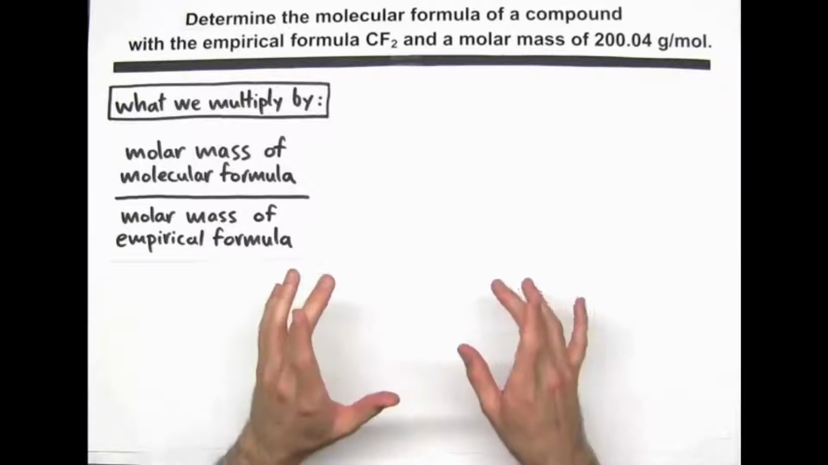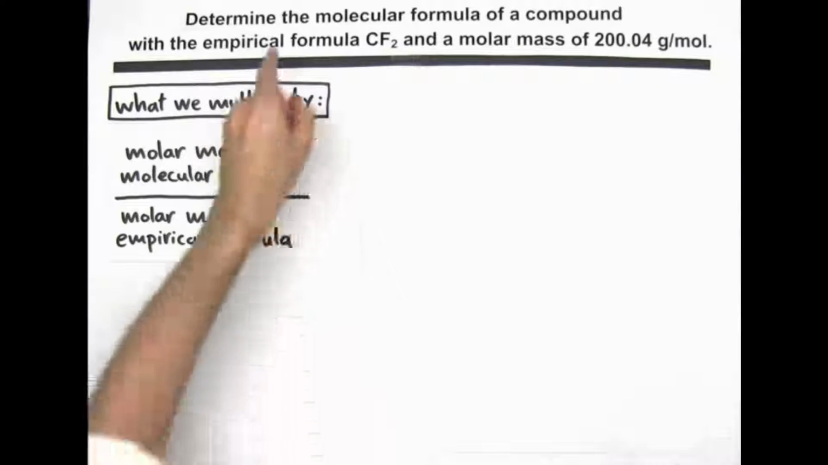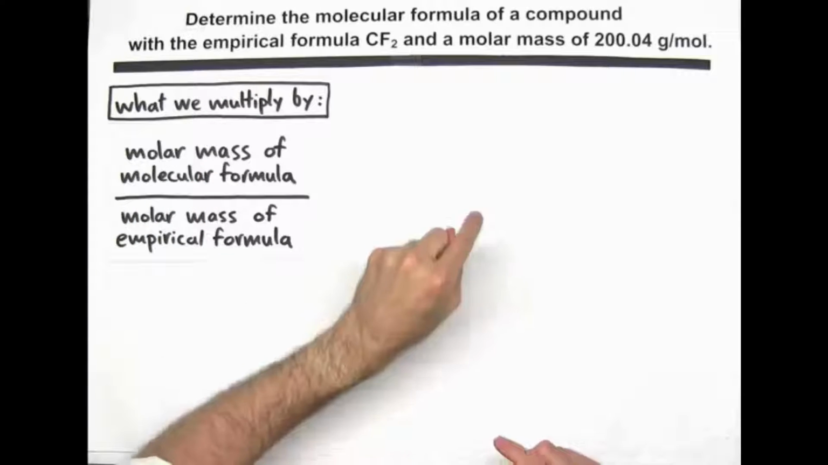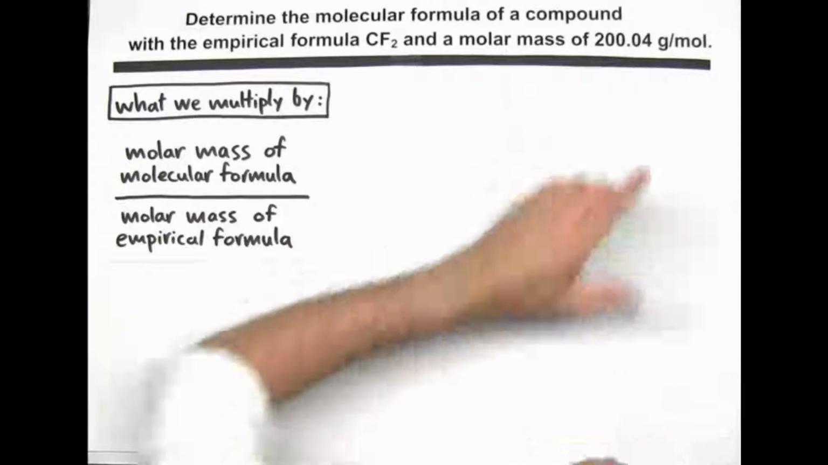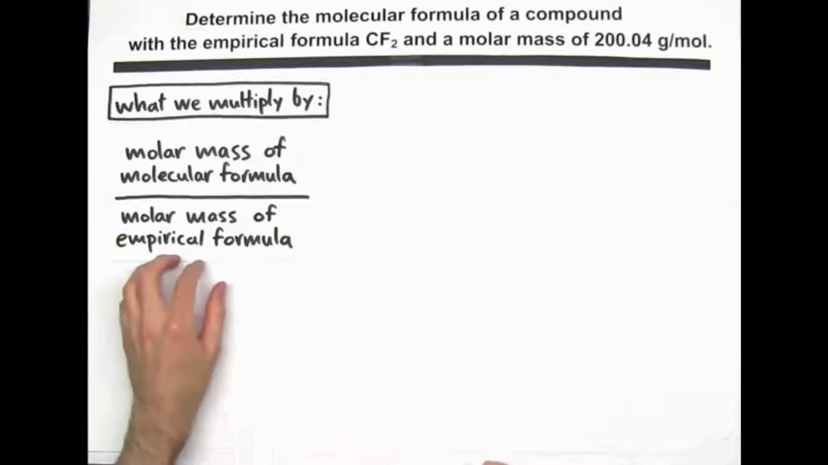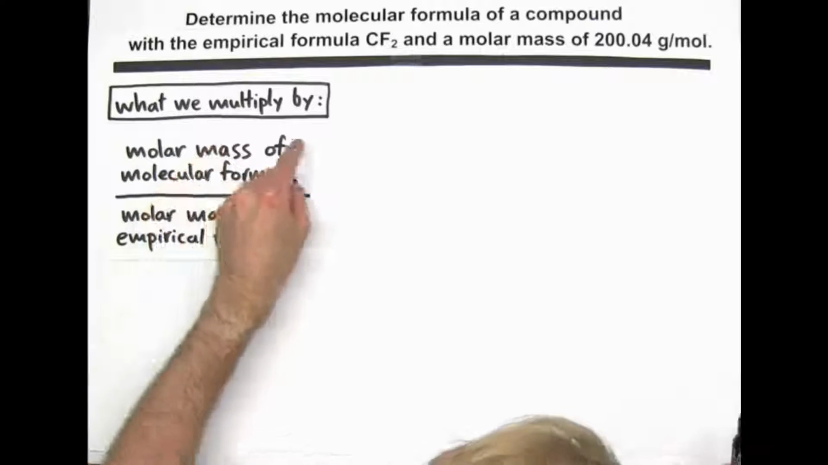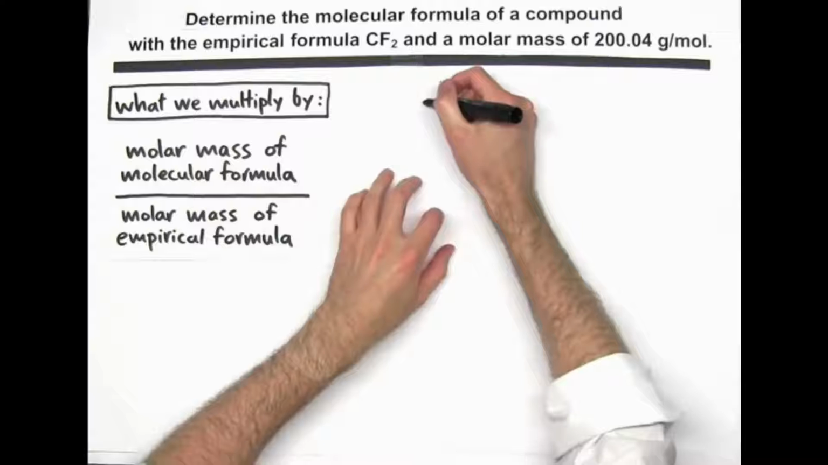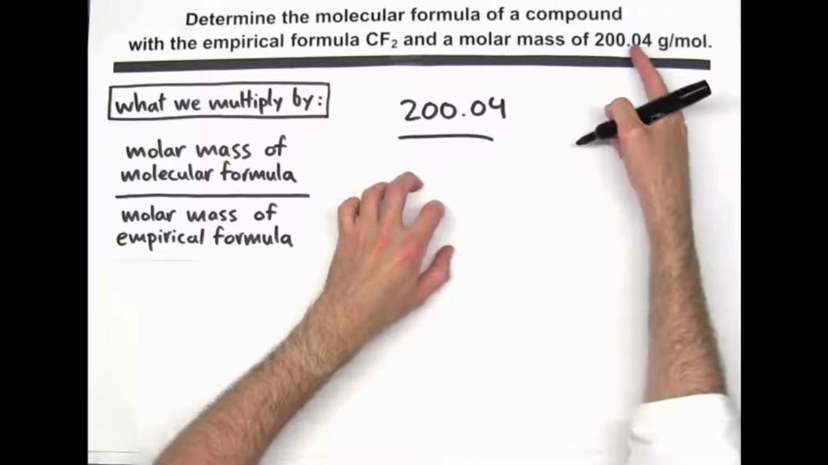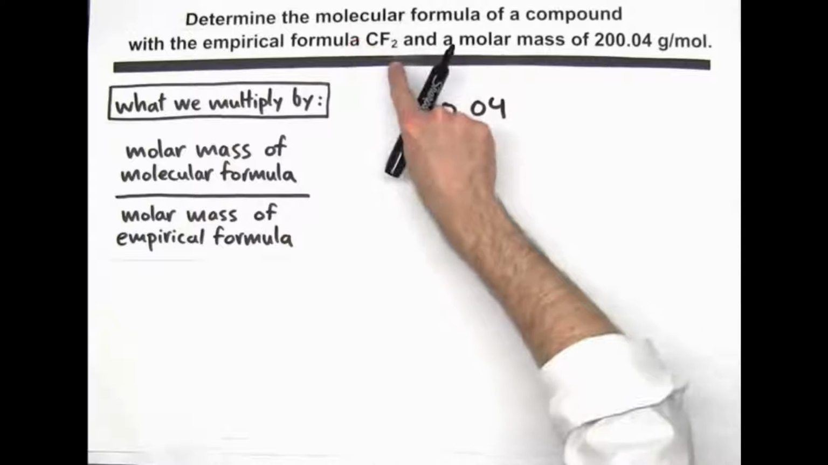As we said before, problems like this are really all about finding what number we want to multiply the empirical formula by to find the molecular formula that has the right molar mass. We want to find this number to multiply the empirical formula by. Here's one way we can get it. We can use this equation, where we take the molar mass of the molecular formula, in this case 200.04, which we get from right up there, and then divide it by the molar mass of the empirical formula, CF2.